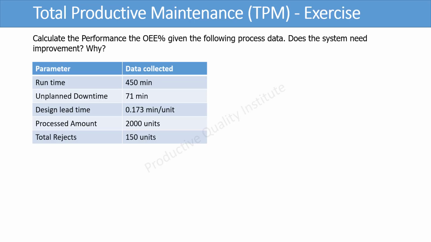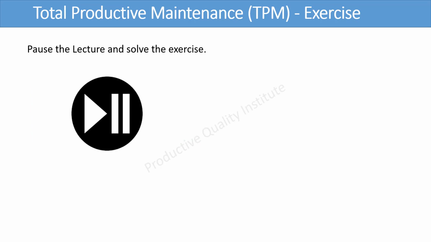Calculate the performance and the OEE percent, given the following process data. Does the system need improvement? Why? Please pause the lecture and solve the exercise.